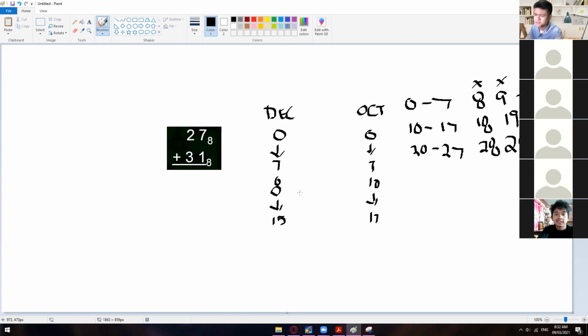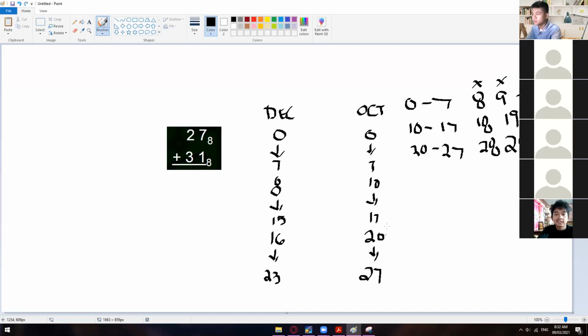For the decimal, it's still the same: 0 to infinity, so it's increasing by 1. Okay, so the next one right here is 16 to 23. In here, it's already 20 to 24. 23 plus 4, 20 to 27.